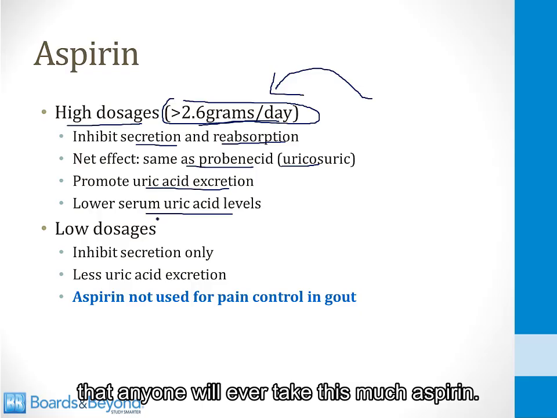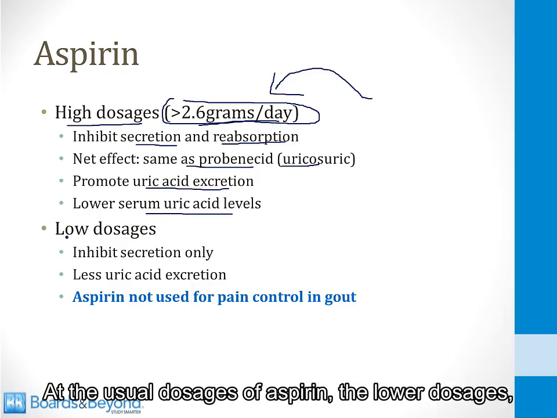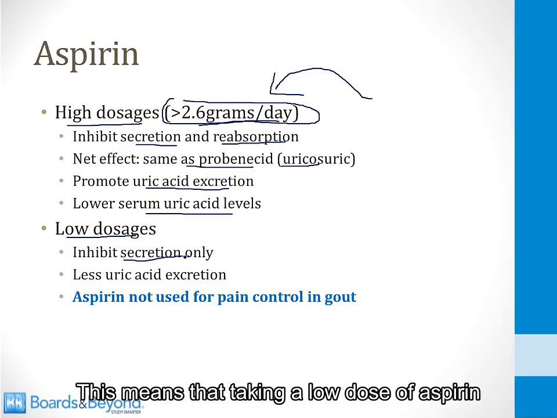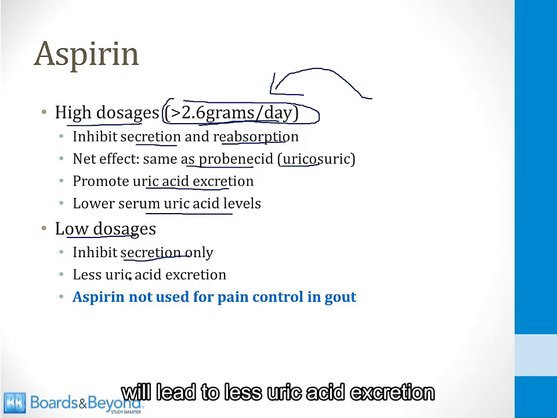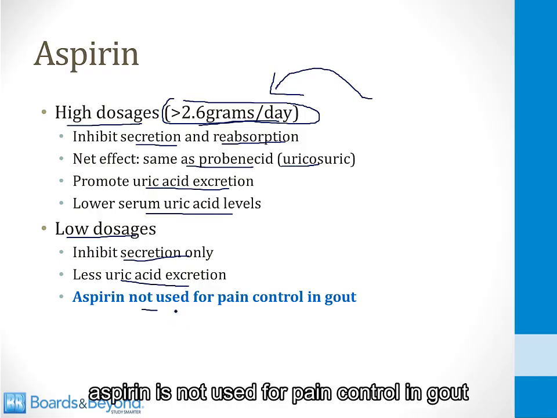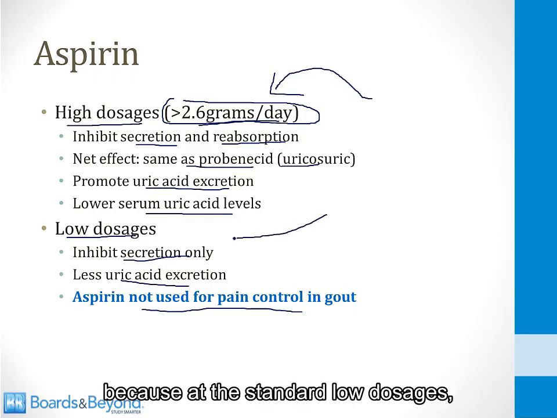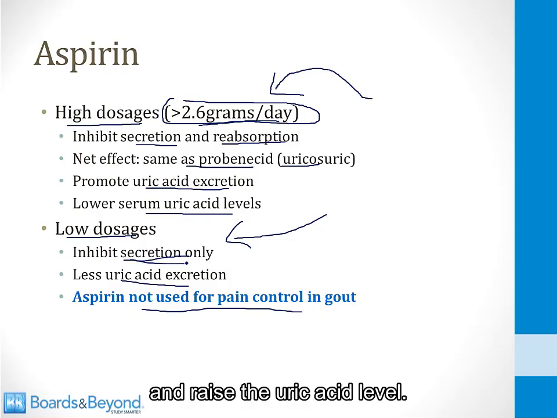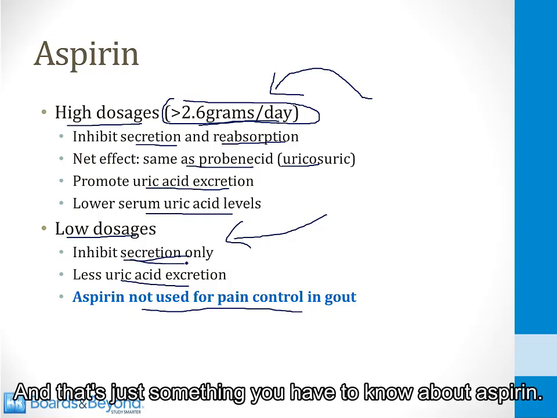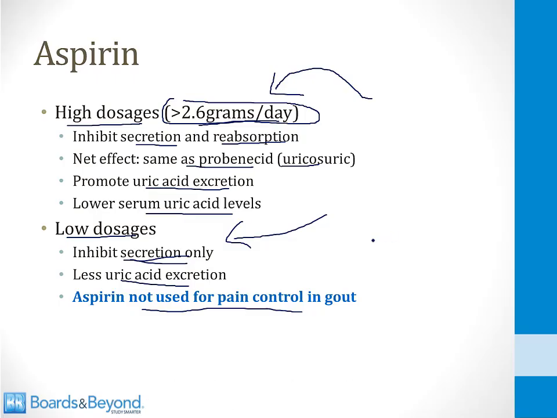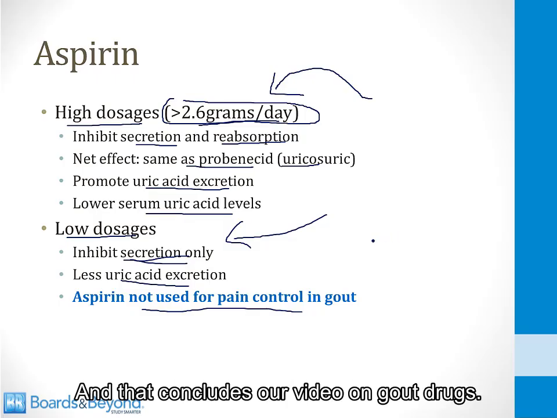so it's very unusual that anyone will ever take this much aspirin. At the usual dosages of aspirin, the lower dosages, aspirin inhibits secretion of uric acid only. This means that taking a low dose of aspirin will lead to less uric acid excretion and a higher uric acid level. So for this reason, aspirin is not used for pain control in gout because at the standard low dosages, it will block the secretion of uric acid and raise the uric acid level. And that's just something you have to know about aspirin. It's got this peculiar so-called bimodal effect that is dose dependent. And that concludes our video on gout drugs.